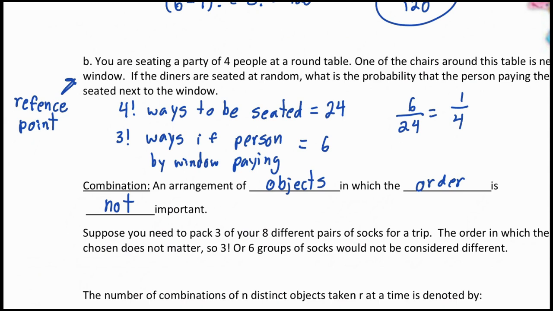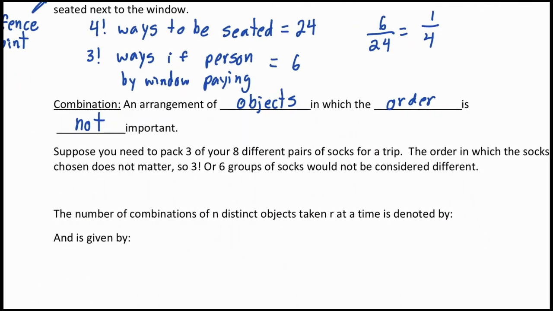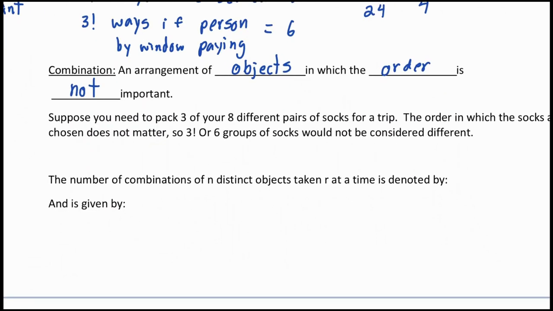So if I pick 4 people and they line up at the door and the order matters, it matters who's first, second, third, and fourth. That would be a permutation. Does that make sense? Now, if I just pick 4 people and they're all in a clump and the order doesn't matter, that would be a combination. Okay, so that's the difference between those two. So again, if we want to pick 3 packs of 8 different socks for a trip, the order in which the socks are chosen does not matter. 3 factorial or 6 groups of socks would not be considered different, right? The order in which you pack your socks doesn't matter.